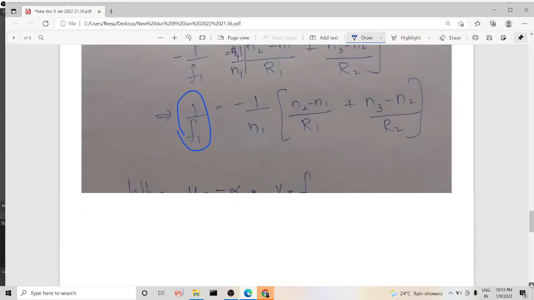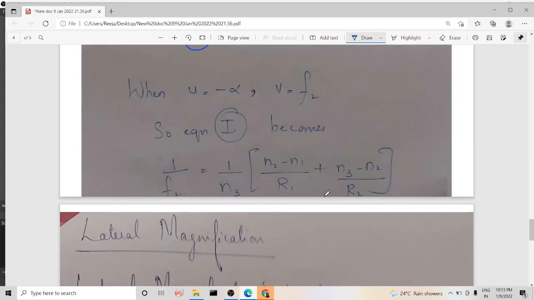Now how to determine the second principal focus? So if the rays are parallel, initial rays are parallel to the principal axis, that means u is equal to minus infinity, then the image is formed at the second principal focus. We know a ray coming parallel to the principal axis converges to a point on the principal axis. If this is my principal axis, then a ray coming parallel to it will converge to a point on the principal axis, and this is my second principal focus f2.